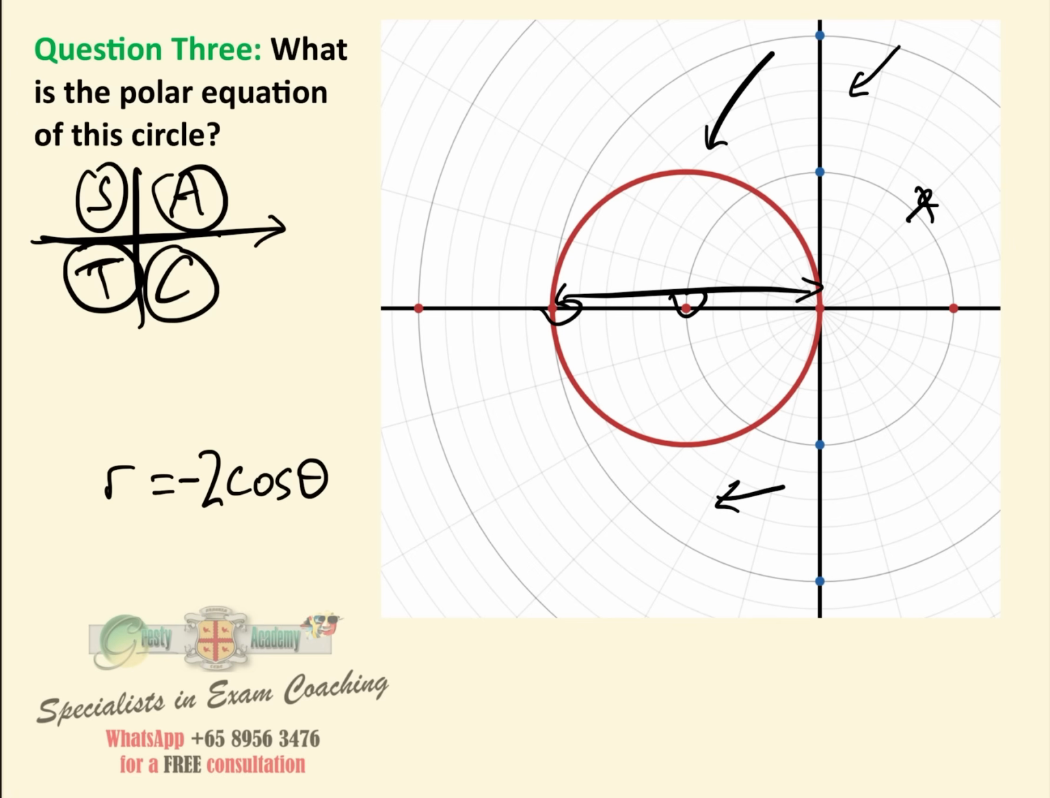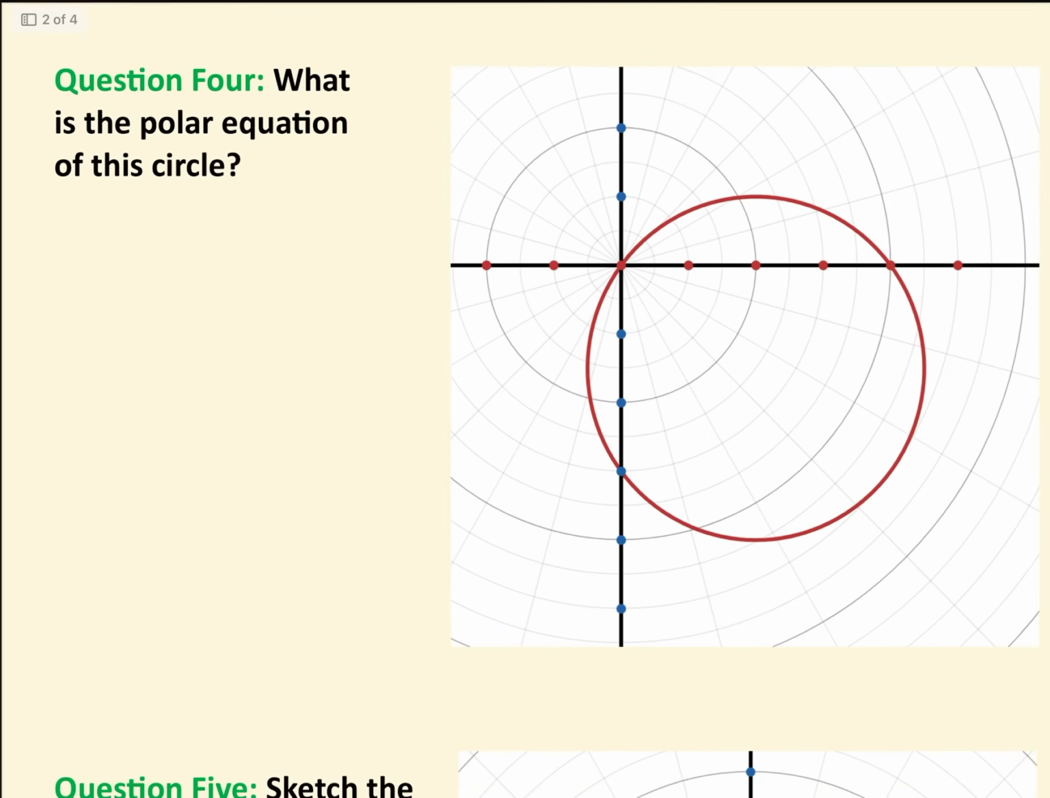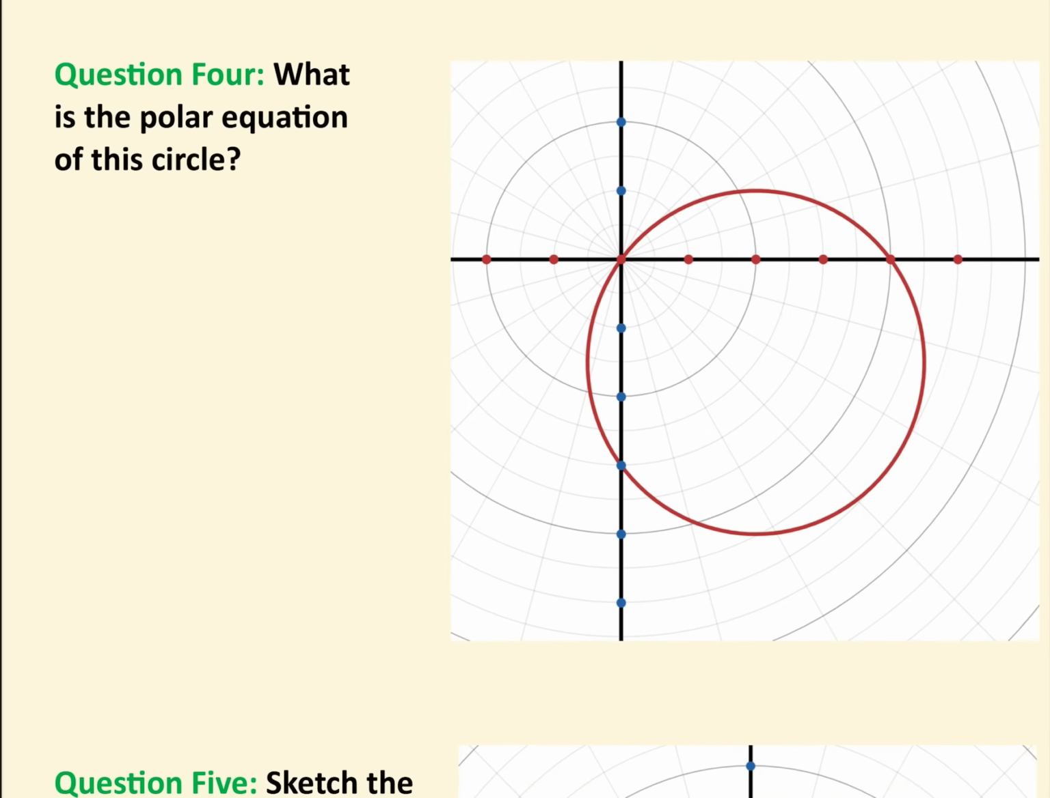And just in case there's a little bit of confusion there, when we put theta equals 0, well, r will be equal to minus 2 times cos of 0, which is equal to minus 2. So when we look at theta in that direction there, it will be minus 2, i.e. 2 in the exact opposite direction. So that's the answer to question number 3, r equals minus 2 cos theta. Okay, so they're getting a bit harder now. Question number 4, what is the polar equation of this circle?